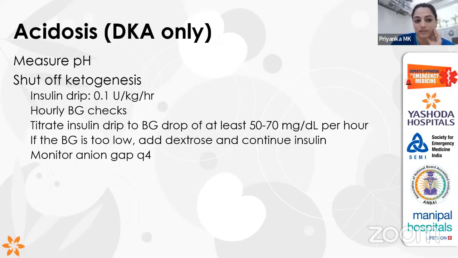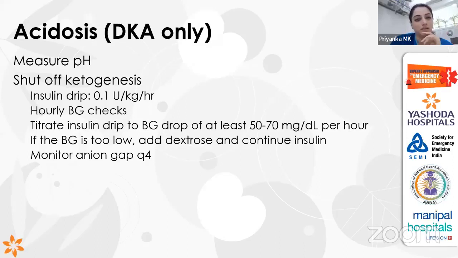Hourly blood glucose checks are advised. Titrate the insulin drip to get a blood glucose drop of at least 50 to 70 mg per hour. If the blood glucose is too low, please add dextrose, continue the insulin, but do not stop the insulin infusion till you're able to control the anion gap and the ketoacidosis.